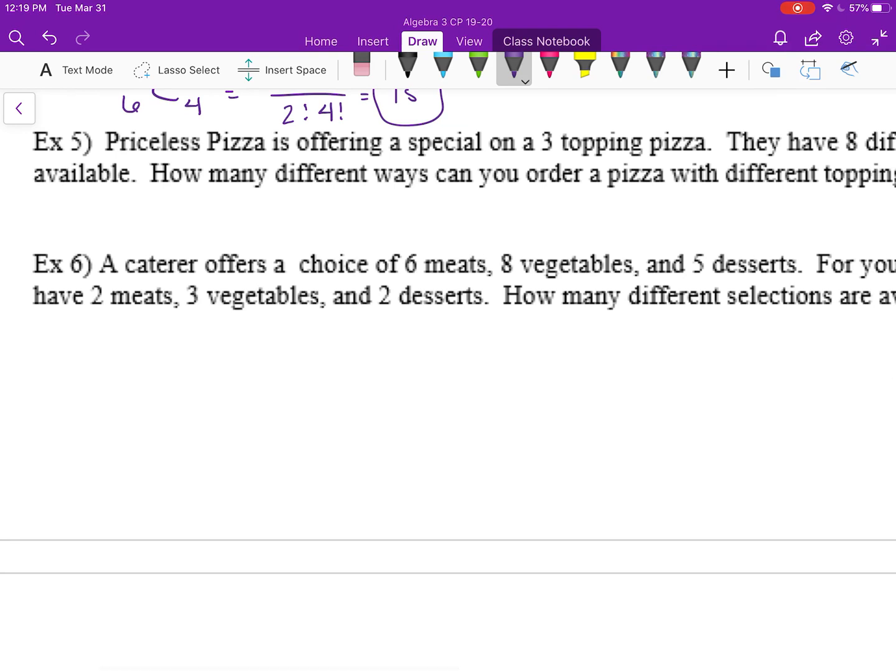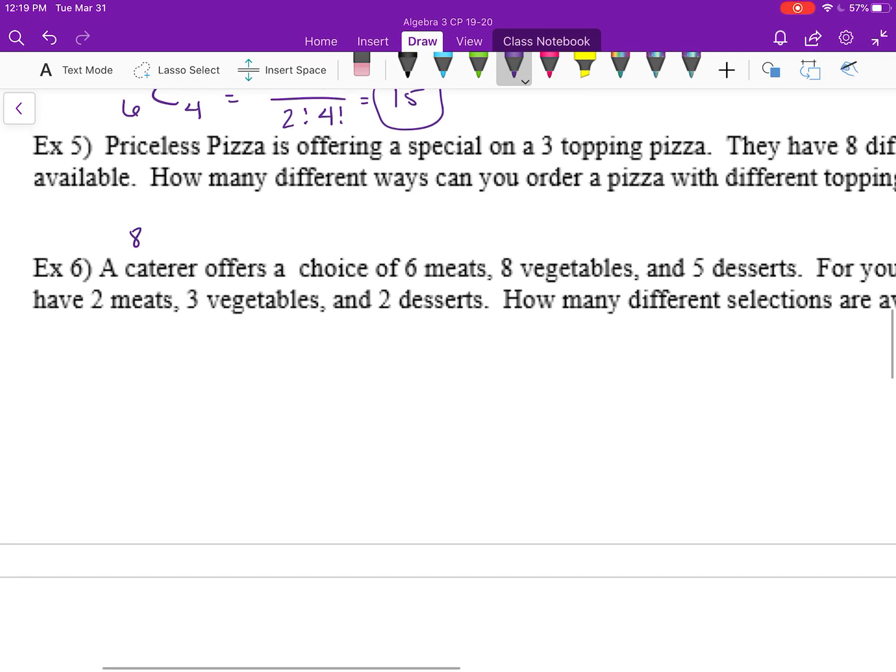All right. So 5, very similarly. So you have a pizza place that has 3 toppings. All right. There are 8 different toppings to choose from. You have to choose 3 of them. And again, if you choose pepperoni, cheese, and mushrooms, you can choose mushrooms, cheese, pepperoni. You still get the same 3 toppings on the pizza. So again, this is an example of one where order doesn't matter.